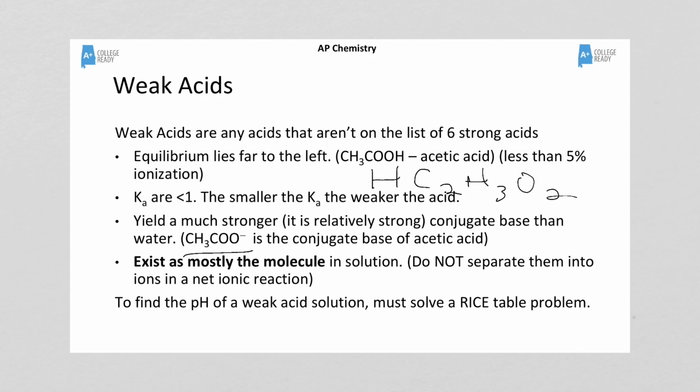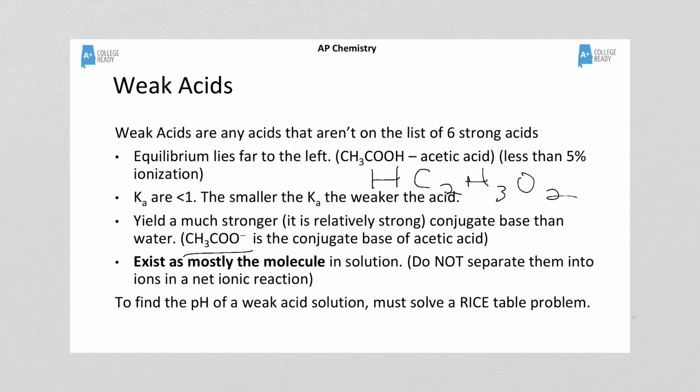Weak acids exist mostly as the molecule in the solution, since they have this less than 5% ionization. So if you're told you have a weak acid in a reaction, make sure you write the weak acid as the whole molecule, whereas with the strong acids we would write those as 2 separate ions. So again, for weak acids, write the whole molecule.